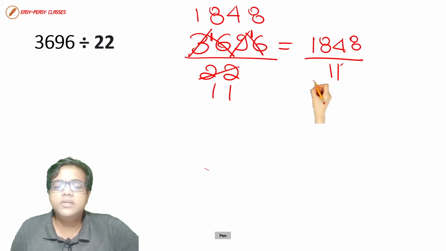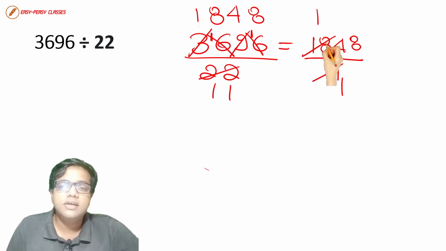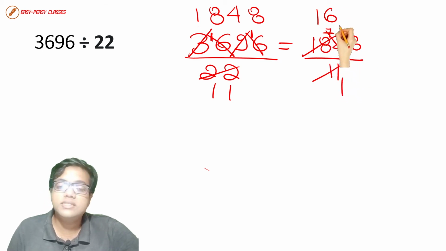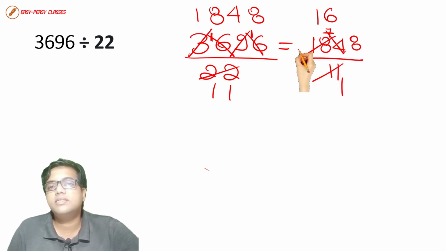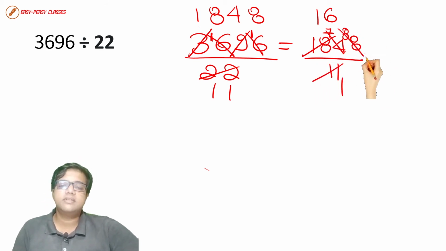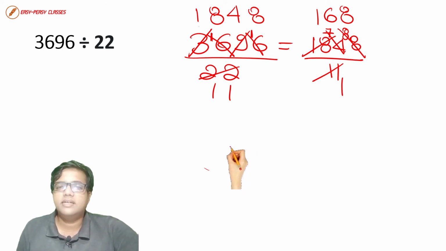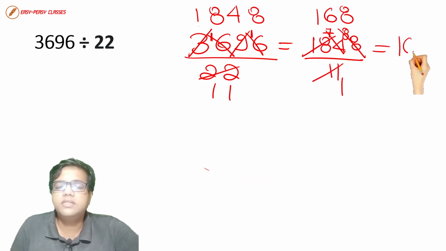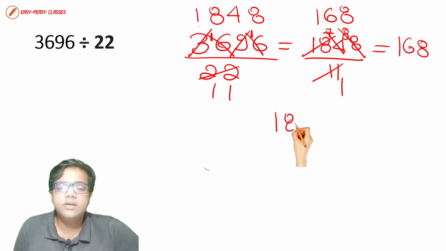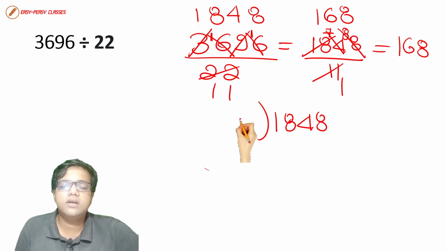Okay, so let's do it. 11 ones are 11. 18 minus 11 is 7. 11 6s is 66. 74 minus 66 will leave you with 8. So now 88 is there. 11 8s is 88. If you can't understand with this method, you can always go for the long division. Try to do it with the shortcut method. If you are confused, then recheck it with the long division.